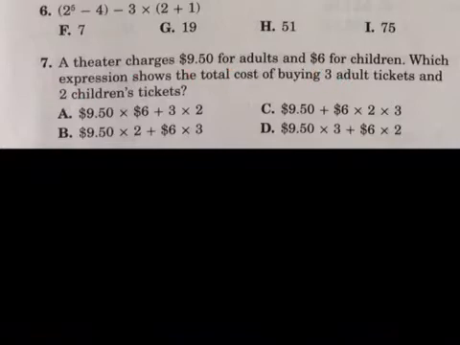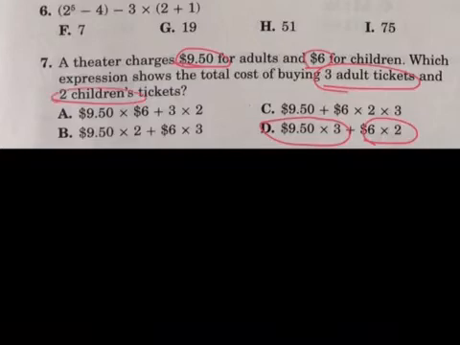Okay, here we go. $9.50 times 3. We know that. Those are our 3 adult tickets. And then $6 times 2. Those are our children tickets, right? And then we add it. Okay, I hope that makes sense to you. We first find the price of the adults right there, $9.50 for 3 adults, and then $6 for 2 children right here, and then because we're looking for the total, we must add the price of the adults plus the price of the children.